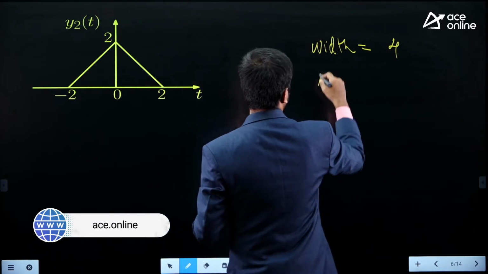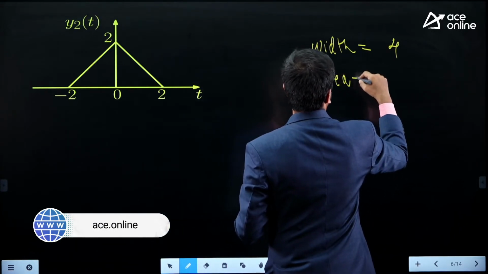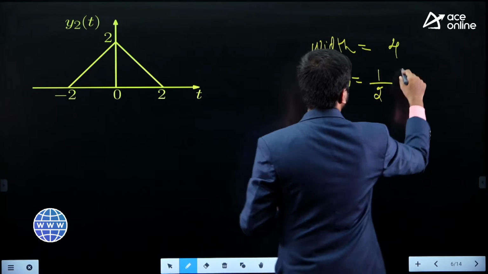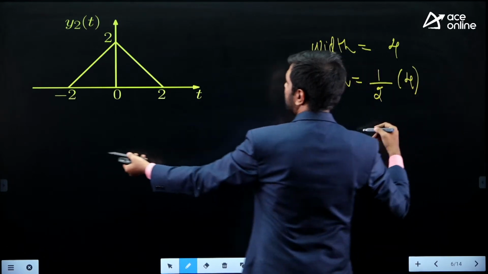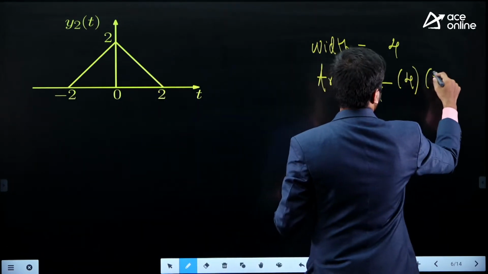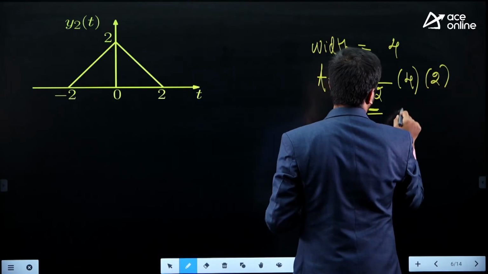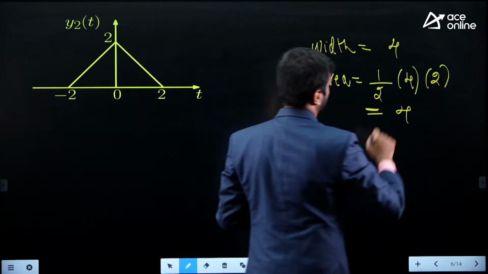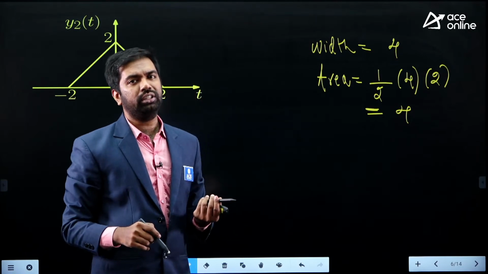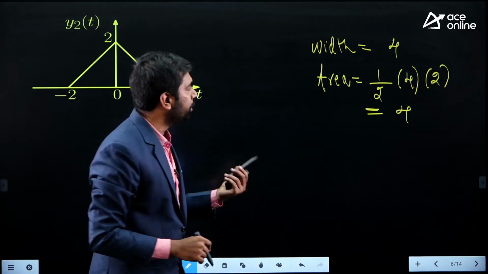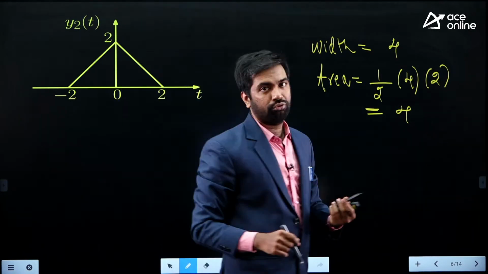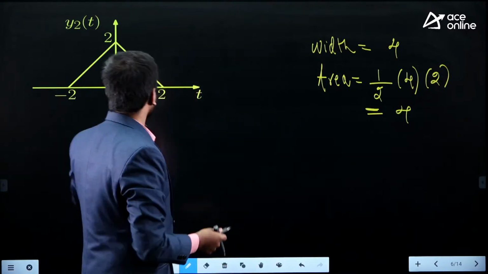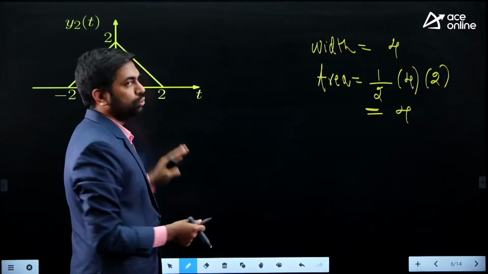What's the area of this triangular pulse? It's half, base is 4, height is 2. So the area is 4. Things like this will be a very important thing for finding Fourier transforms. The width is 4, area is 4. So here they have given a triangular pulse from -2 to 2.